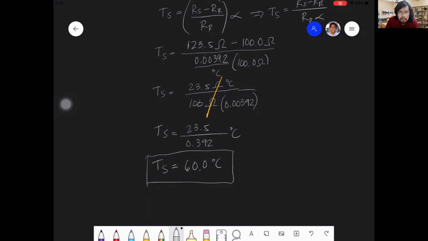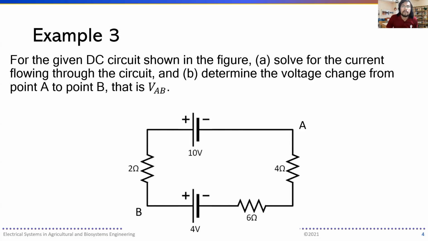We move over to question number 3 and share my screen again, my other screen. All right. So we have a given DC circuit, and we have two voltage sources shown, and we have to solve for the current flowing through the circuit and the voltage change from points A to B, that is V AB. Okay.